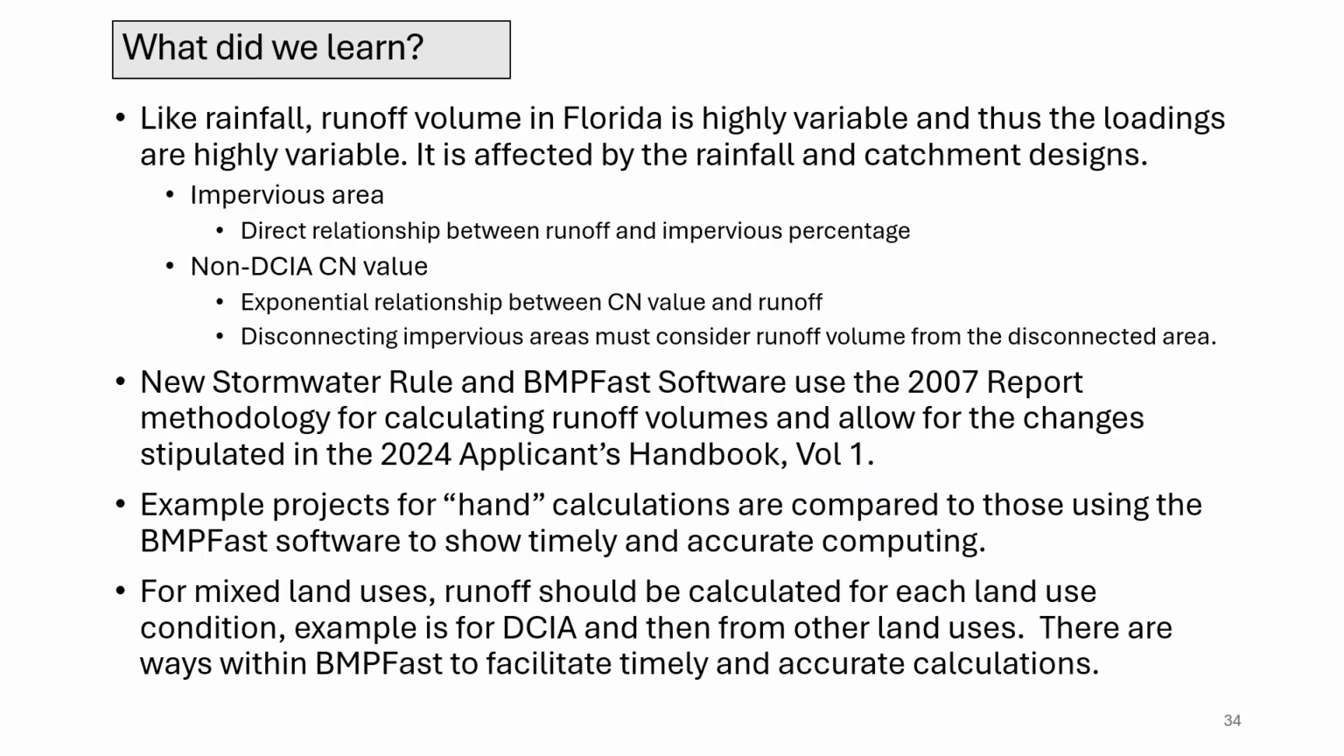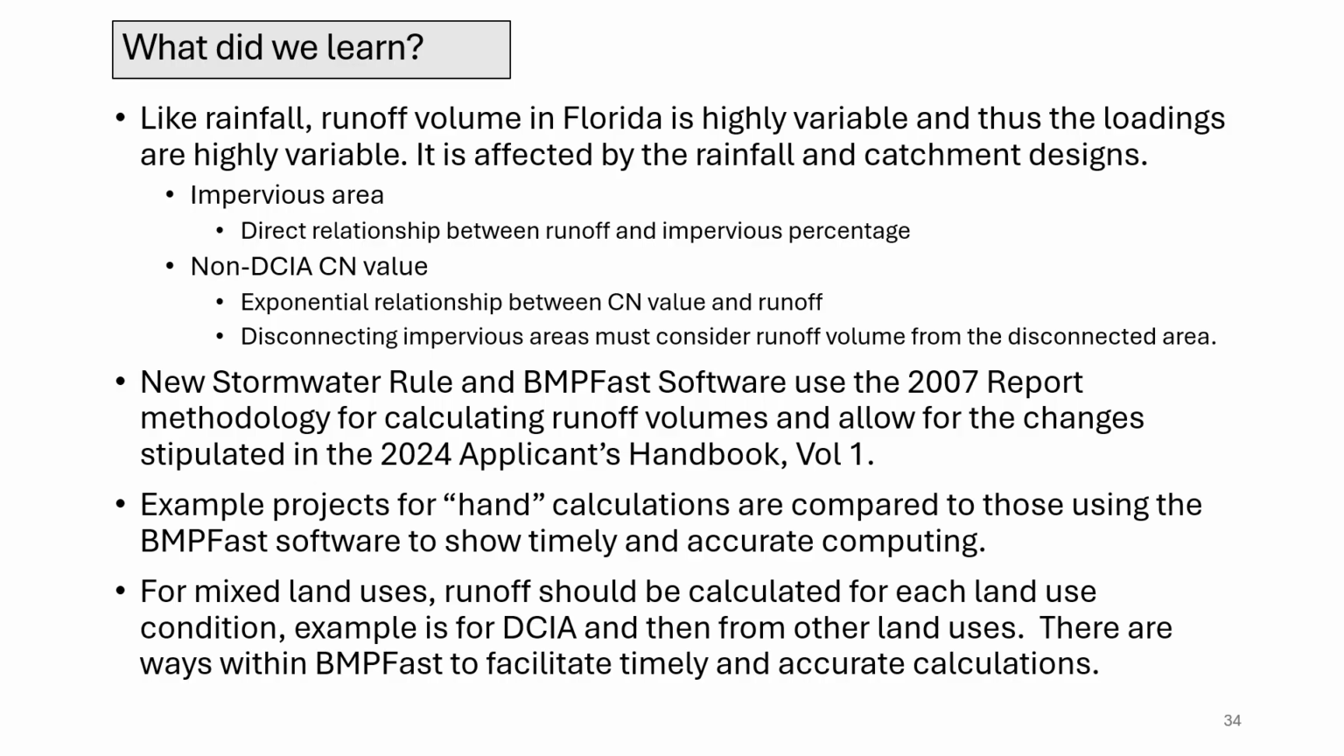We've covered several important concepts about runoff volume and its impact. We learned that similar to rainfall, runoff volume in Florida is highly variable, which directly leads to highly variable loadings. This variability is significantly influenced by both rainfall patterns and the specific designs of catchment areas. We explored the direct relationship between runoff and the percentage of impervious area, where higher imperviousness typically means more runoff. We also discussed the exponential relationship between the curve number, or CN value, and runoff volume.